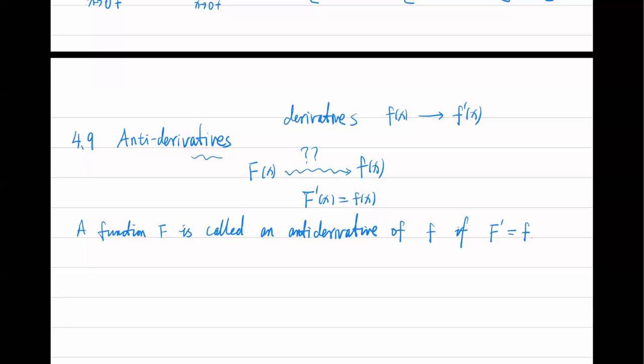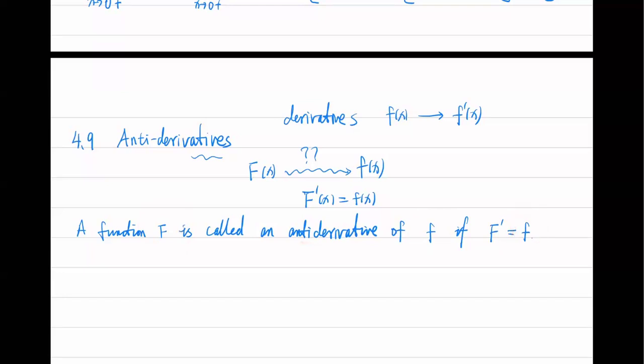Definition. Given a function f, another function, to make them different but closely related, we choose this capital letter F. It's called the antiderivative if the derivative is this function.